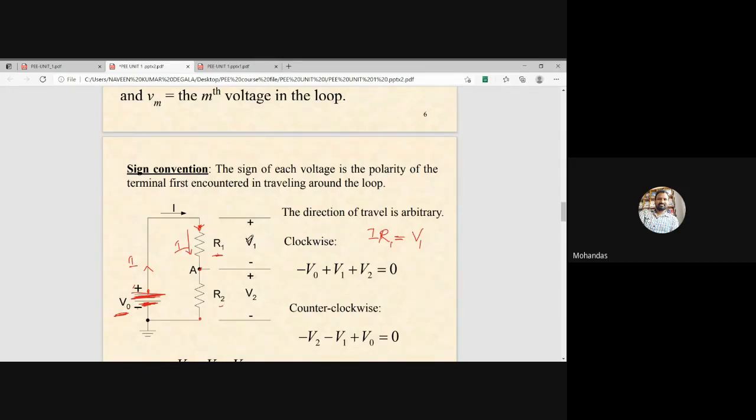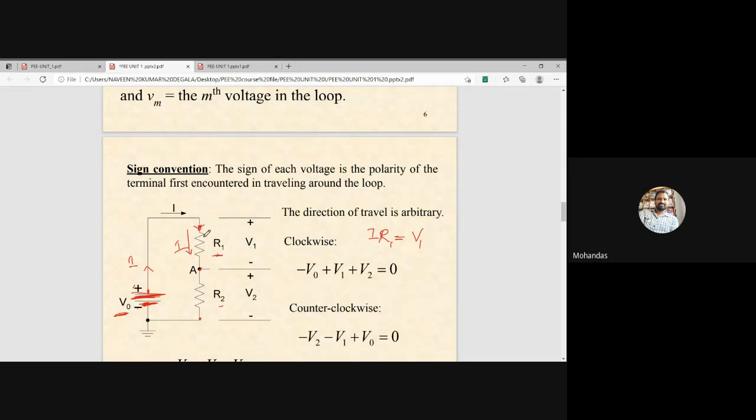But for voltage, you should mention the polarities. For the source, they will give the polarities. The drop across the resistor is a voltage drop, and for that voltage you have to give the polarities. The polarity should be like this.